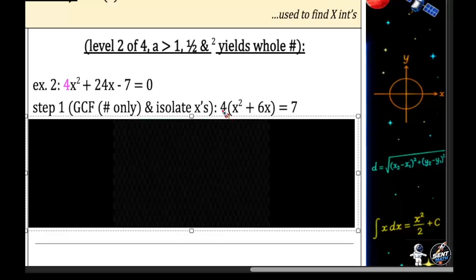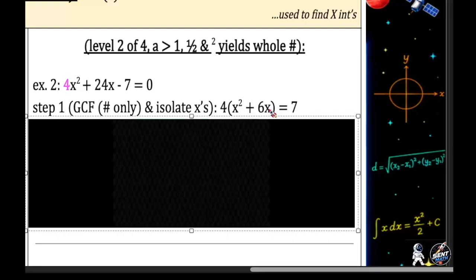The way you check whether or not you did the GCF correctly is you distribute the GCF to see if you get the original problem. 4 times x squared is 4x squared, and 4 times 6x is 24x. So yes, I did the GCF correctly.